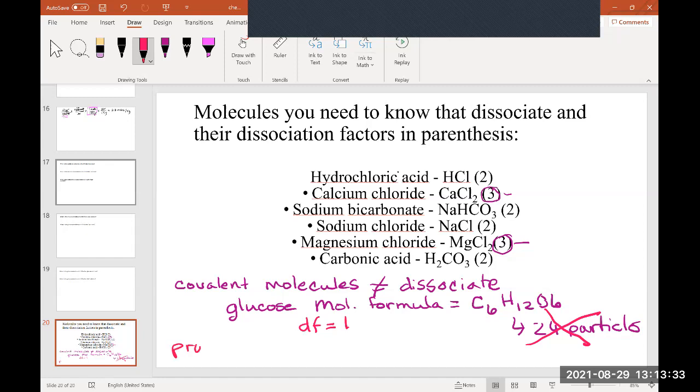Proteins are covalently bonded. Proteins can be very large, a large strand of amino acids. They don't break down into the individual carbons, hydrogens. They just don't break down. They don't dissociate. You can dissolve protein in water and it still stays as one protein. So it also would have a dissociation factor of 1. So you need to add this to your list. Covalently bonded molecules would have a dissociation factor of 1.